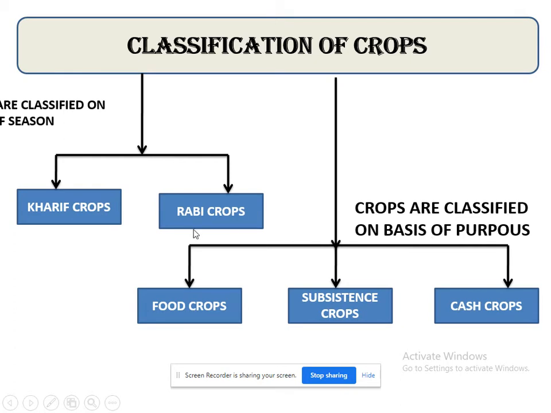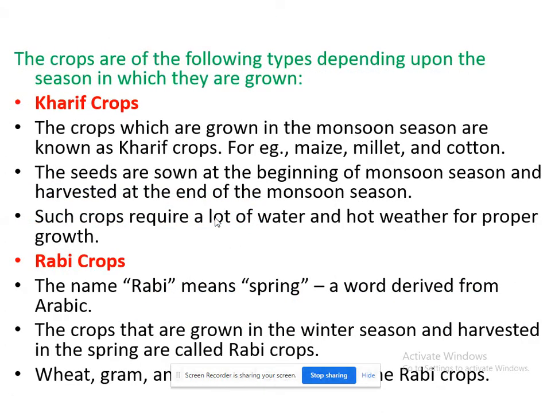So let us study in detail about Kharif crops, Rabi crops. Right? So here I have explained in detail about Kharif crops and Rabi crops. So the crops are of the following types depending upon the season in which they are grown. So what is this season? Why the season and crops are related? How they are related? So let us study in detail about these crops.